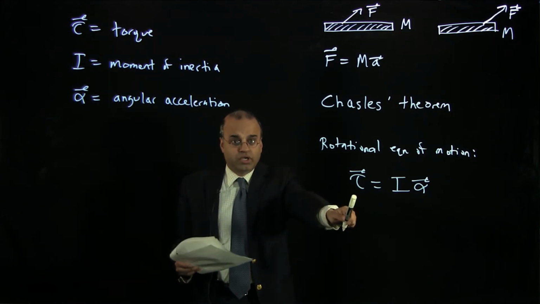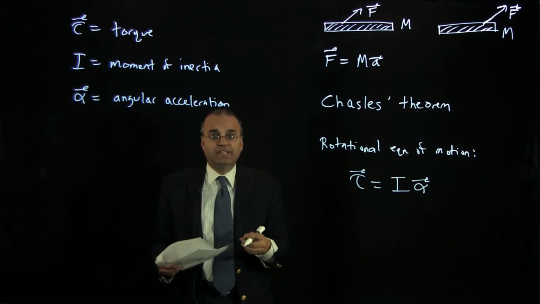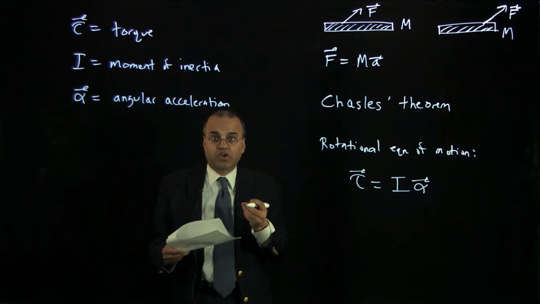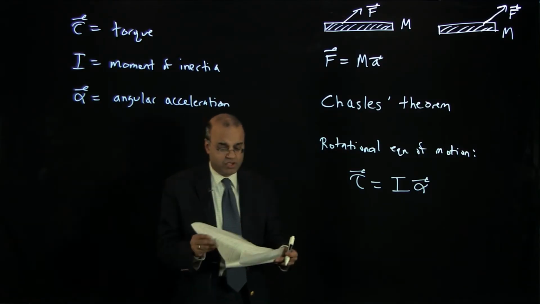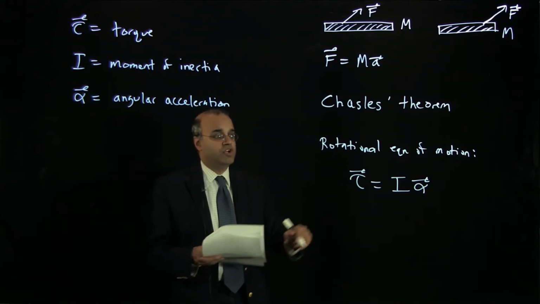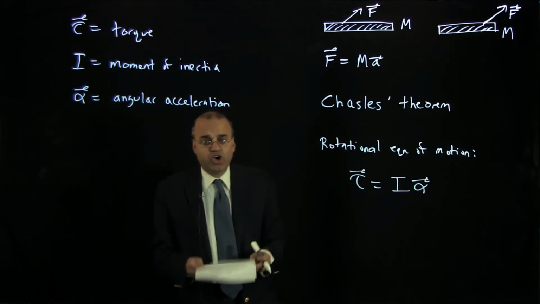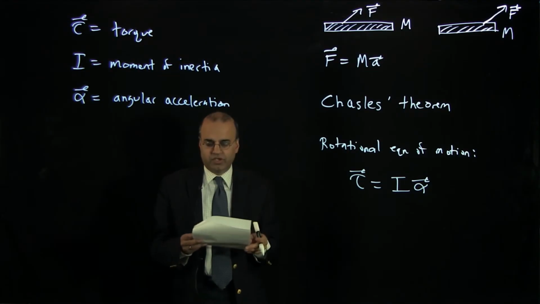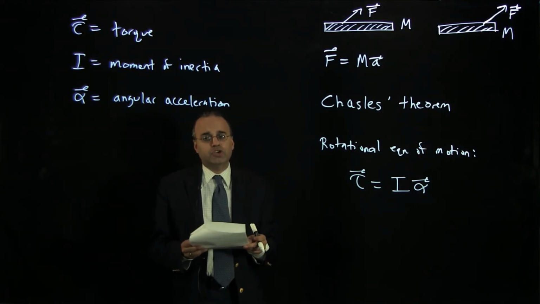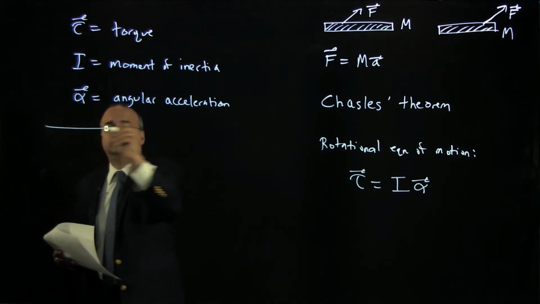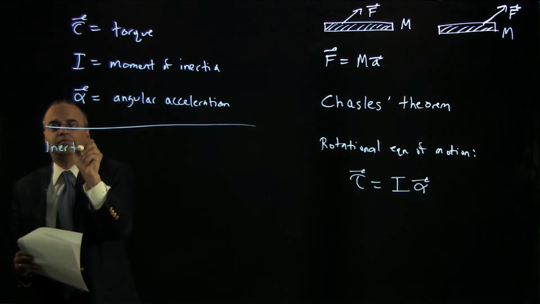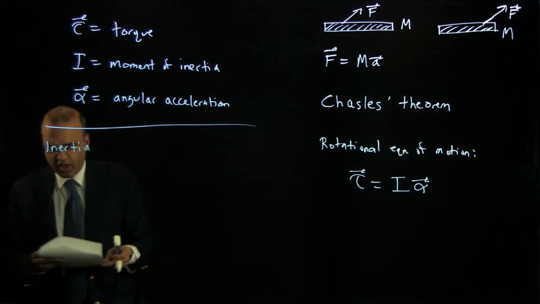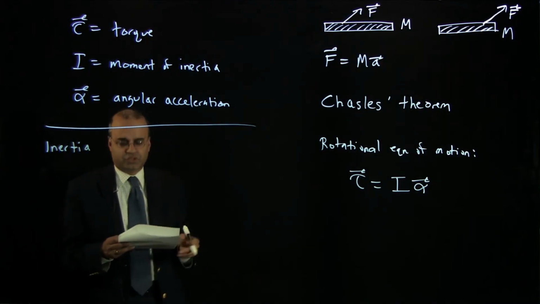And the torque is telling us about the application of forces and how that causes changes in the rotational motion. So that leaves one other quantity, which is the moment of inertia. And I want to talk about what that means for just a moment. So the term inertia in physics represents a resistance to an applied force.